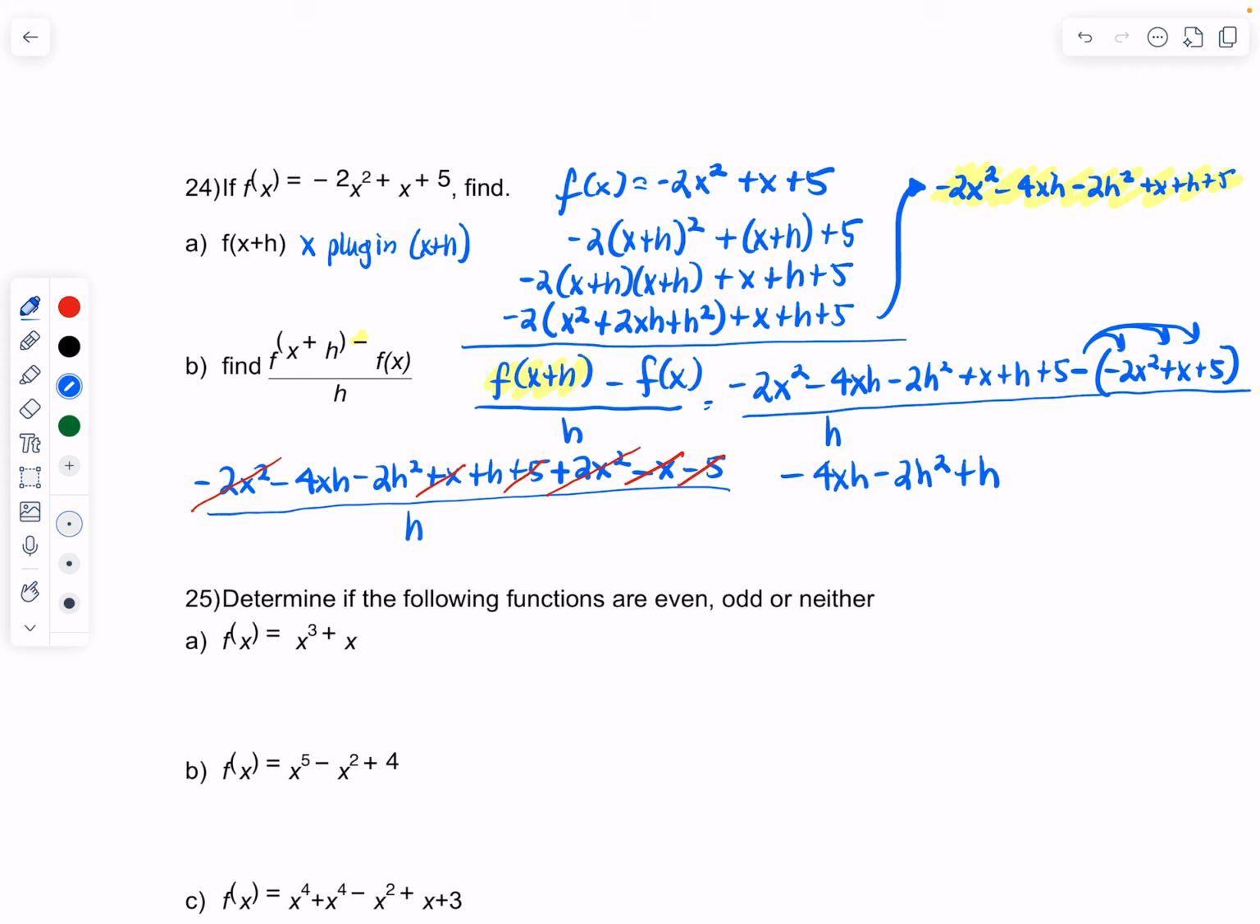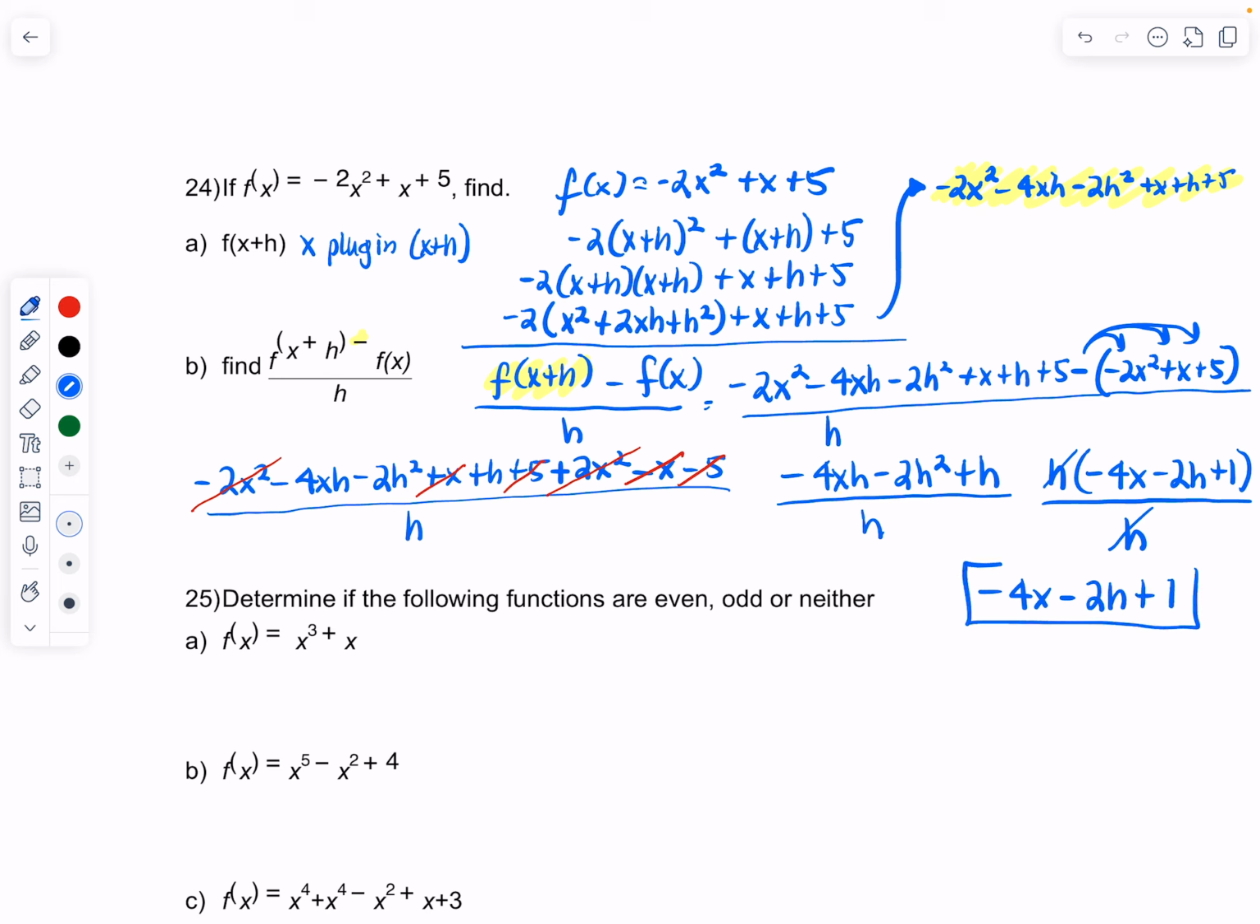I'm going to divide everything by h. So I'm going to factor out an h out of the numerator, so it's negative 4x minus 2h plus 1, and that's all over h, okay? The reason why I'm doing that is I'm going to get rid of the h's because those cancel, and I'm left with the slope of this particular function, which is negative 4x minus 2h plus 1. Okay, so this is my answer.